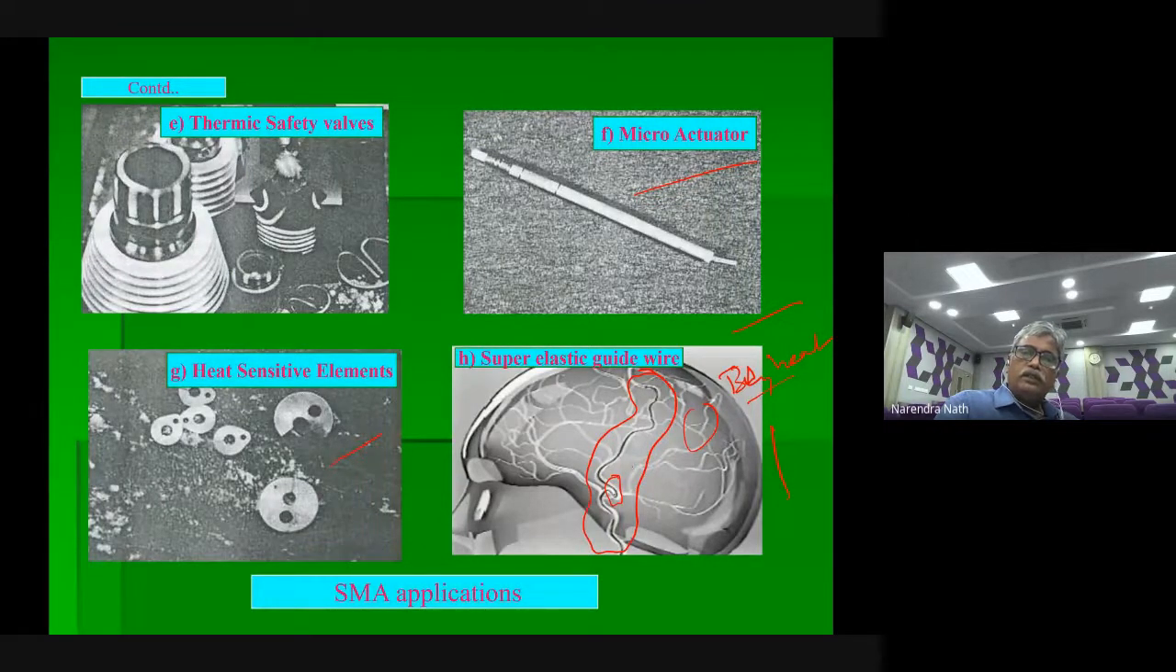Otherwise, if it stays permanently in this shape, when you push further, then it should go like this, and it creates a kind of channel. So then there is no brain at all. So this kind of beauty you can see here.